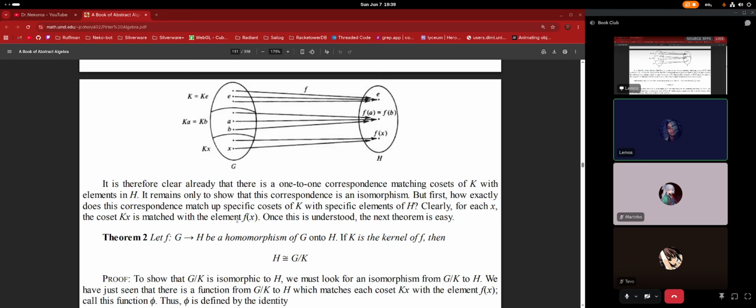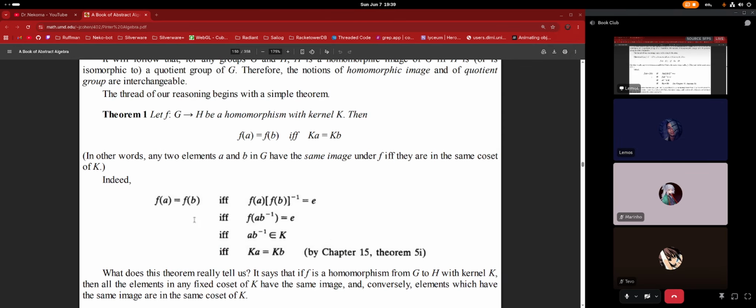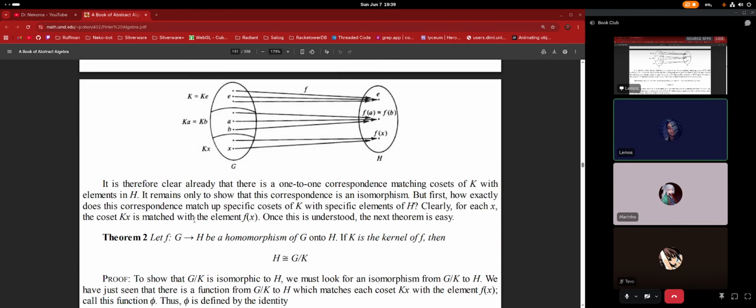is matched with the element f of x. Once this is understood, the next theorem is easy. For each x, the coset Kx is matched with the element f of x. Interesting.